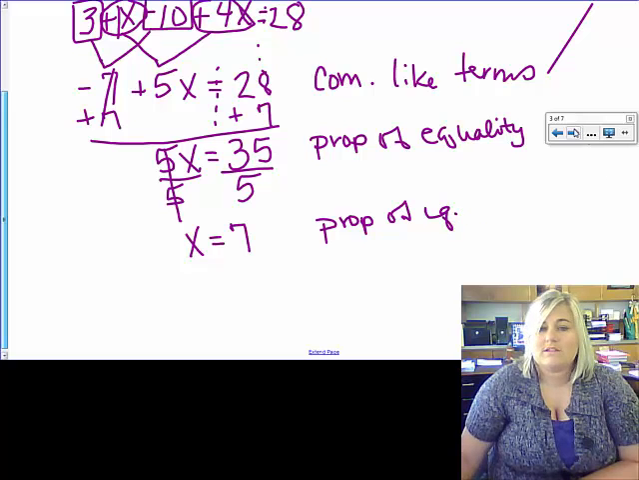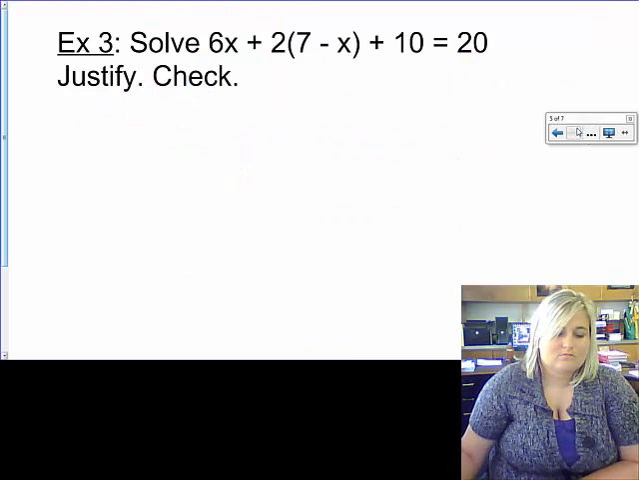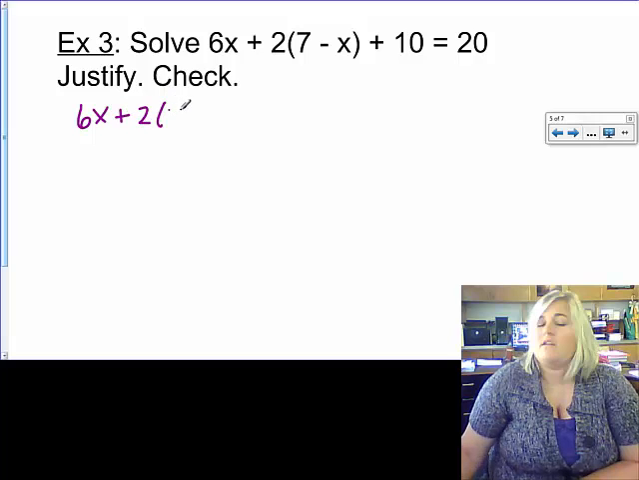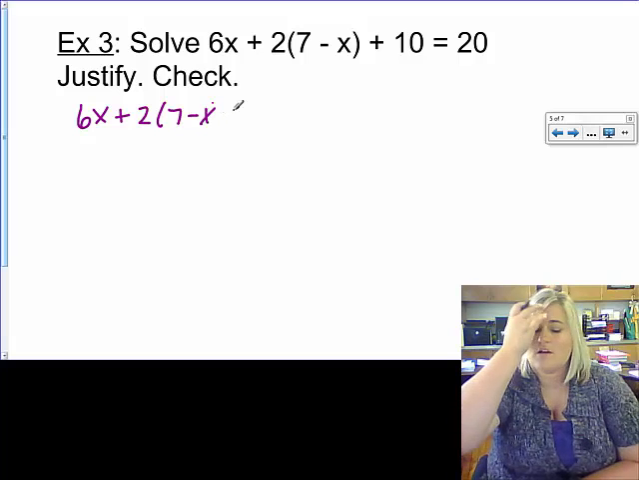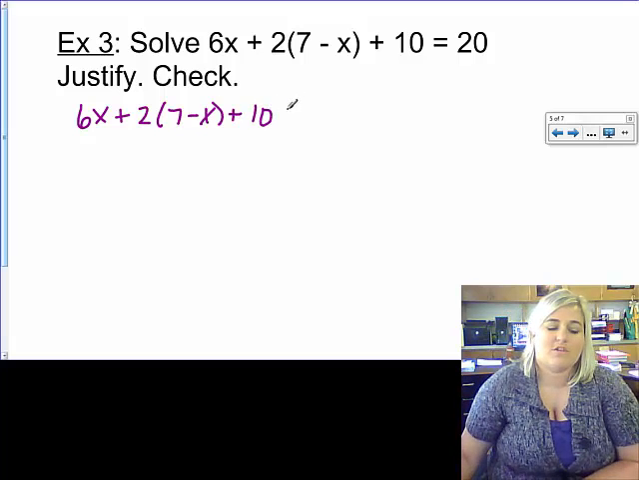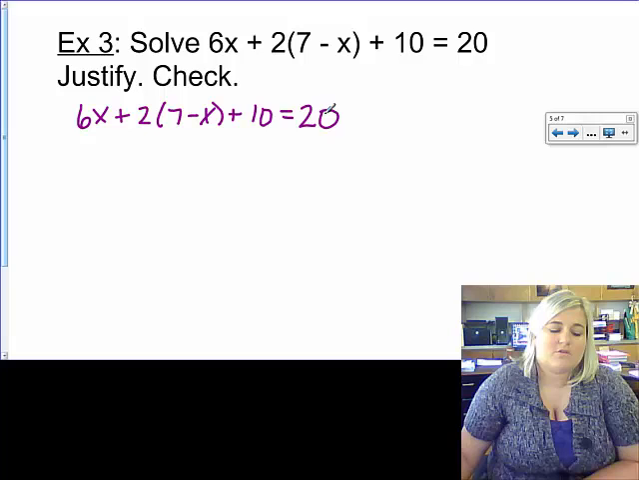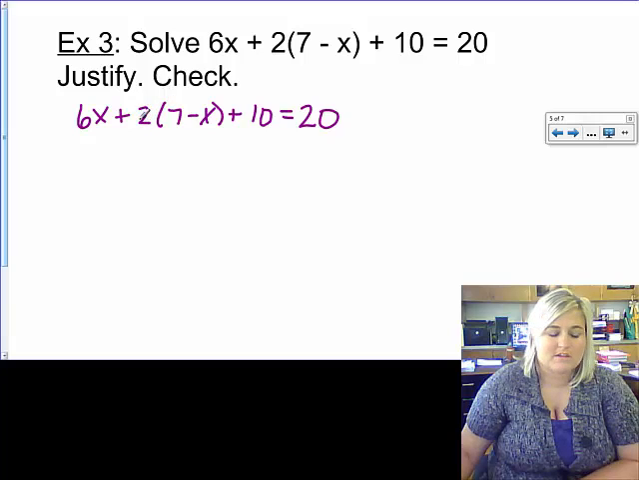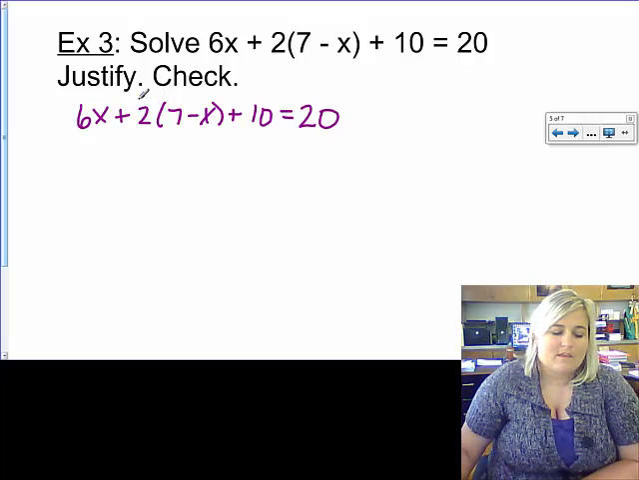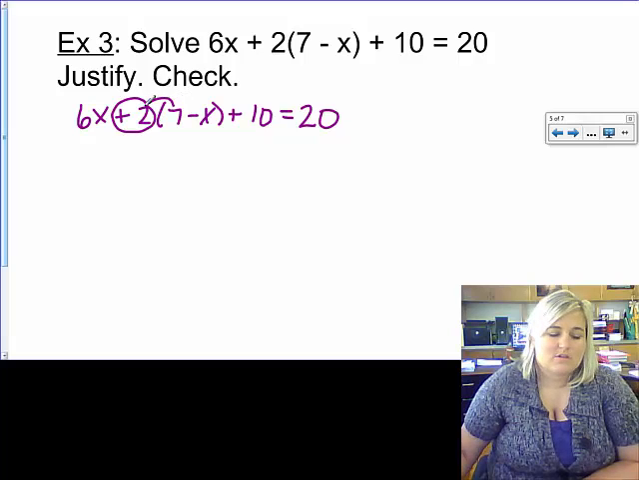Okay. On this one, I have 6x plus 2 times the quantity of 7 minus x plus 10 equals 20. Now our order of operations for doing this, our steps for this process, our distributing comes first. So the distributing that I have here is this 2, and it's a positive 2. So I'm going to distribute positive 2 to everything inside the parentheses.